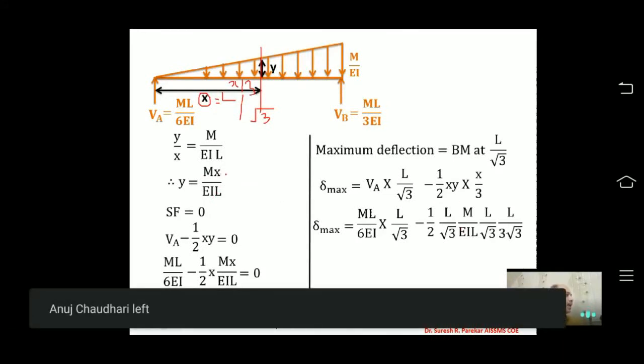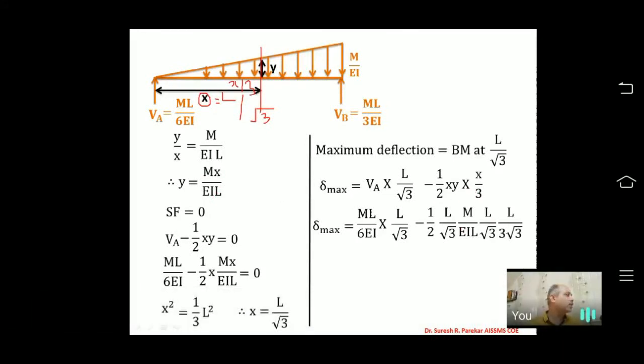What is x? x is L by root 3 into x by 3. So x is L by root 3. So L by 3 root 3. So we have delta max, and delta max we have ML square upon 15.59 EI, and that will be my deflection. The bending moment is positive, and therefore we are going to get deflection downward.